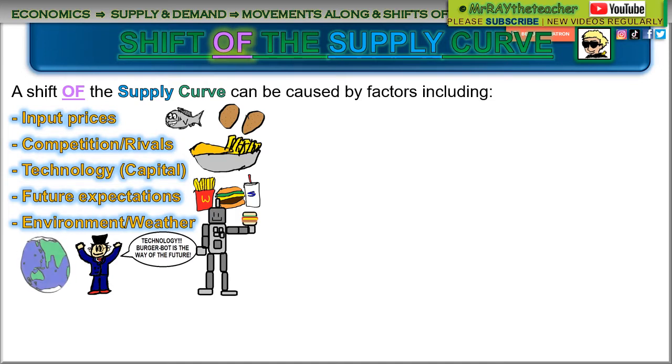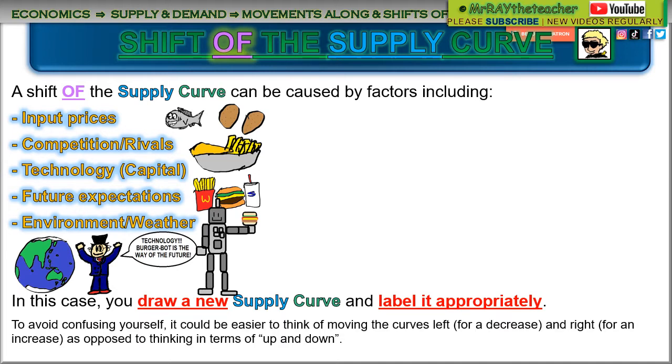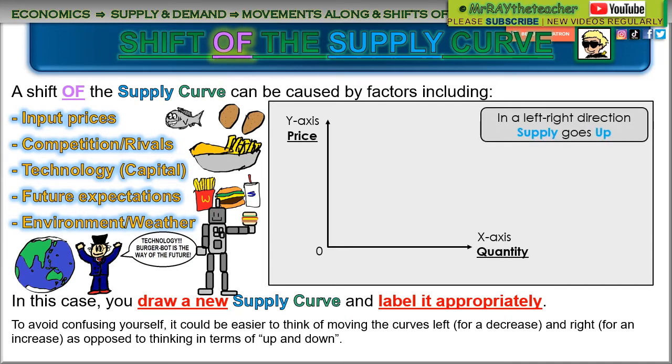And of course, environment and weather, so the climate, so basically like if the fish end up getting all their habitats polluted. Learn about that in geography, what happens there when you mess up the waterways. So in this case, you draw a new supply curve and label it appropriately. Also, to avoid confusing yourself, it could be easier to think of moving the curves left for a decrease and right for an increase, as opposed to thinking in terms of up and down. And you'll see why very, very soon.